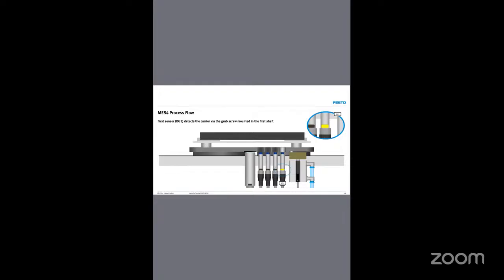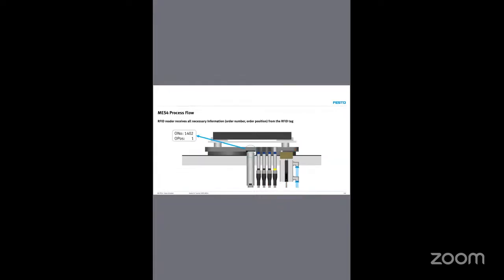Then sensor detection. For example, here the sensor is BG1. This BG1 sensor will detect the carrier. There is a metal screw, the grub screw, on the carrier. BG1 will detect that metal screw. The sensor will turn on, the PLC input will turn on, so the PLC knows that the carrier has arrived.